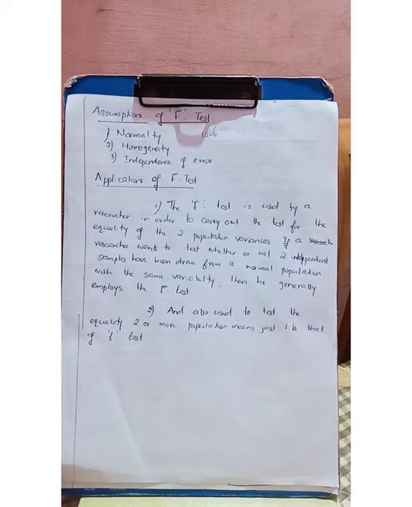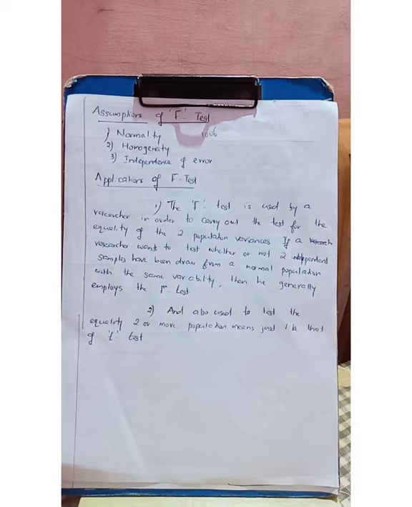What do we mean by variance? Variance is the square of the standard deviation. That is why it is symbolically written as sigma 1 square is equal to sigma 2 square is equal to sigma 3 square, and so on. That is, the variance within each group should be equal for all groups. That is why this assumption is called homogeneity. Then the third assumption is independence of error.